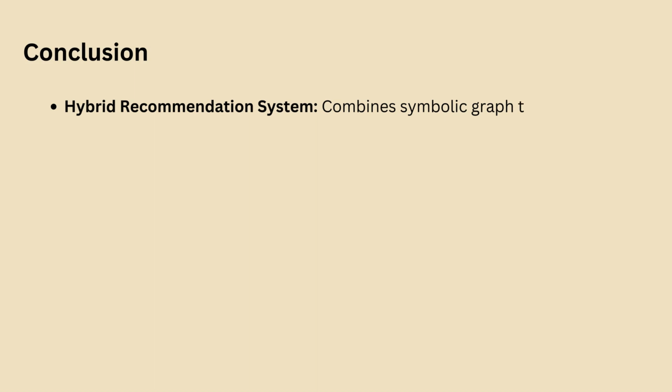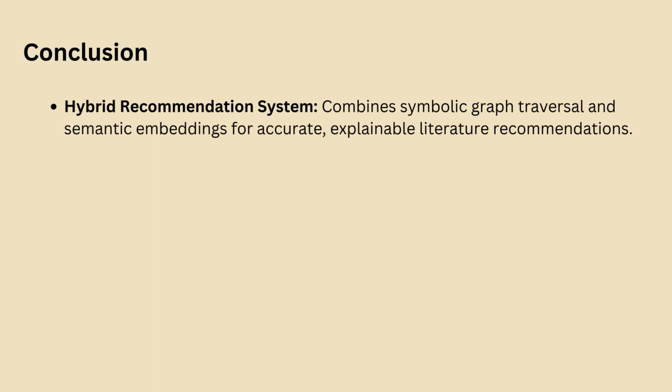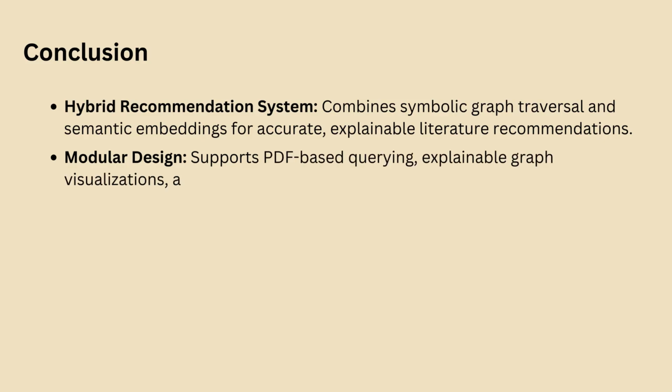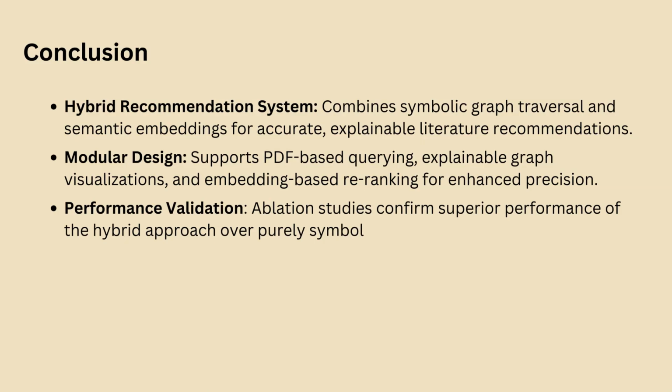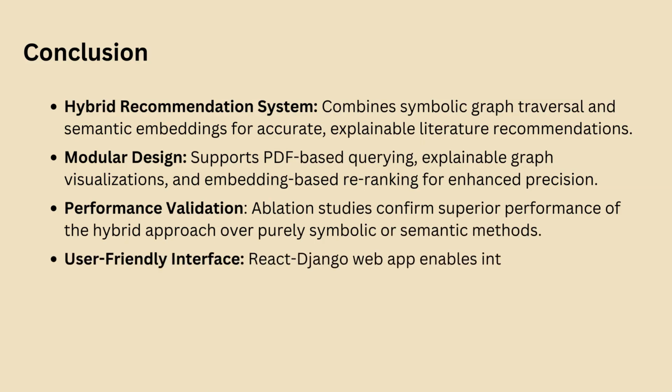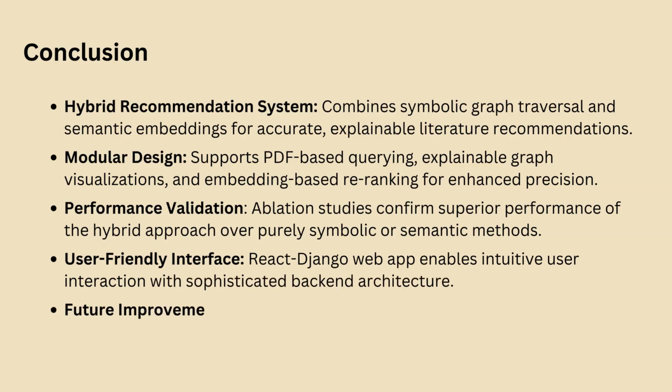In conclusion, I have a novel hybrid recommendation system which combines symbolic graph traversal and semantic embeddings for accurate, explainable literature recommendations. It has a modular design which supports PDF document uploads for querying, explainable graph visualizations, and embedding-based re-ranking for enhanced recommendations. We validate the performance of the system using ablation studies which confirm the superior performance of the hybrid approach over purely symbolic or semantic methods.